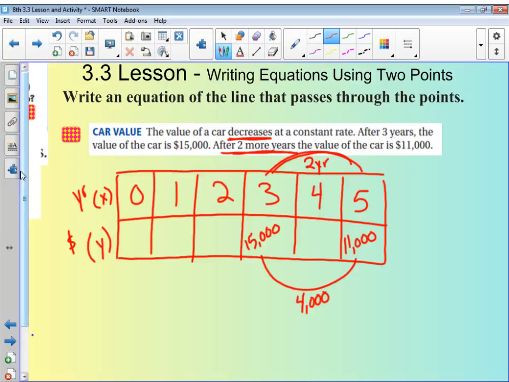Okay, so what I want you to do is pause your video and see if you can figure out your rate of change. And then once you get that, work to fill out this bottom part of the table and see what your y-intercept is. So go ahead, pause your video and work your way through this.